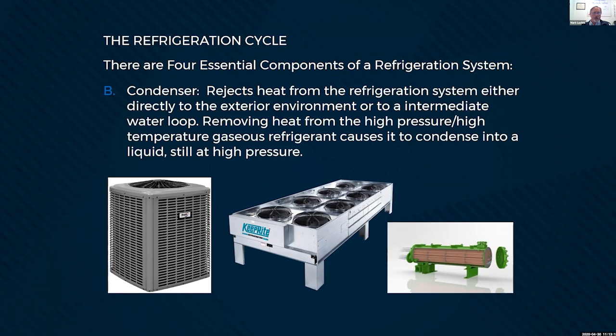On the left, you have a typical residential condensing unit that would also contain a compressor inside it. On the right, there's a commercial condensing unit. So that's basically just a big coil and a row of fans. And then this one here is a water-cooled condenser. So like I said, we can reject that heat not only to the atmosphere or to the air, but we can also reject it to a water loop.